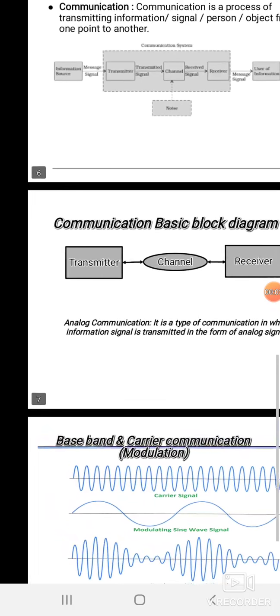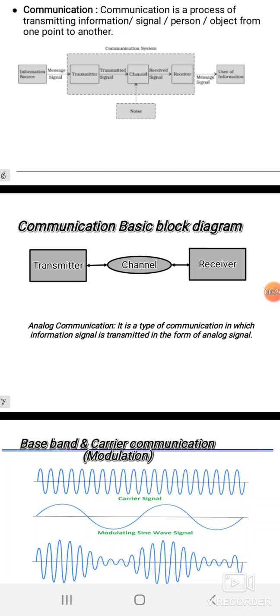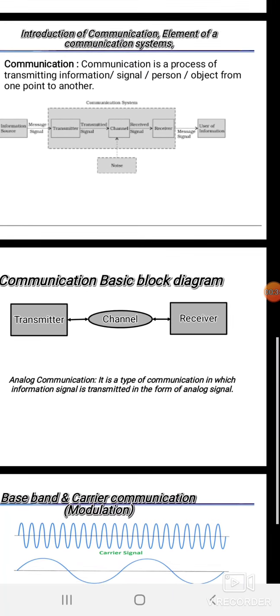Hello students. So we are discussing the basic block diagram of communication system. As we discussed in the last lecture, there are three blocks: transmitter, channel and the receiver. The transmitter will transmit the information, then it is transmitted through the channel to the receiver. The receiver is the final block which is receiving the information. These are the three basic blocks required for any communication system.